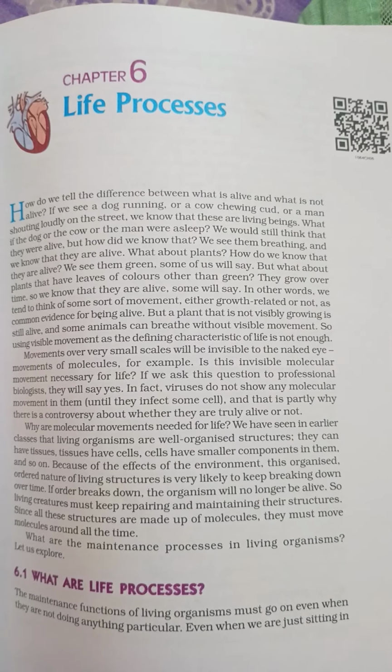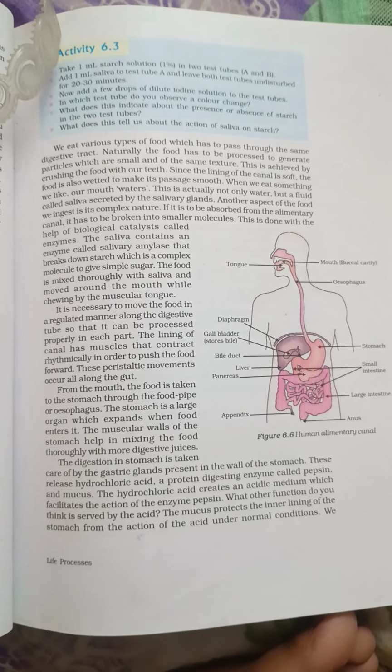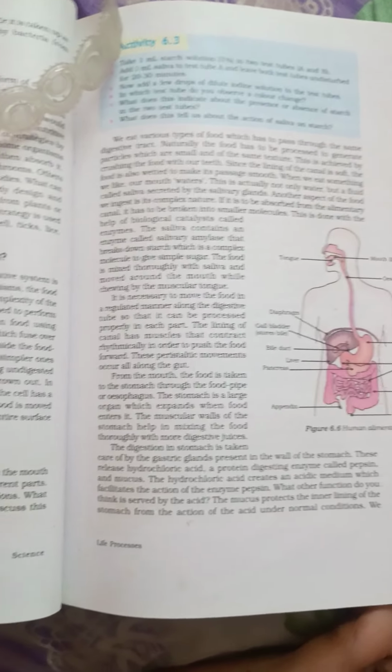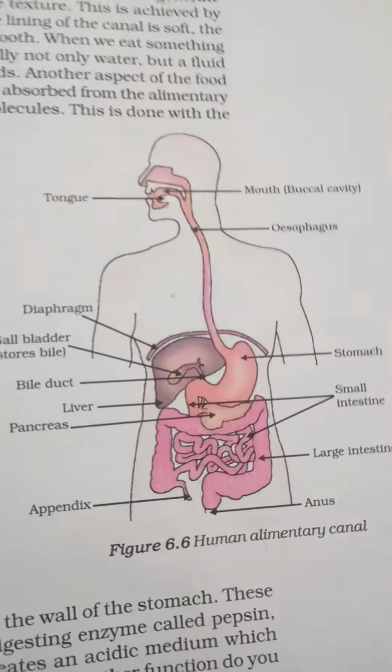We are again continuing with the chapter Life Processes. In the previous part, we have already covered autotrophic and heterotrophic nutrition. In unicellular organisms, we have already covered heterotrophic nutrition. And today we are going to do the digestive system.